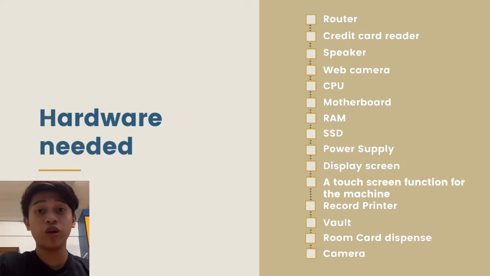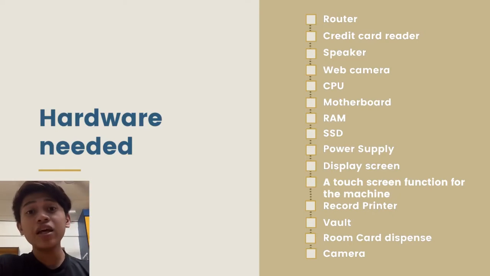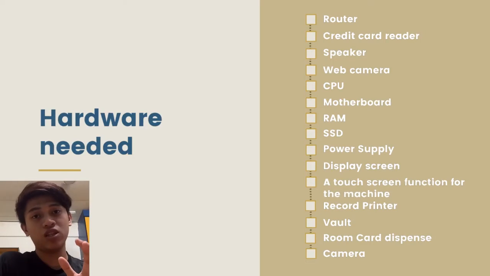Next is the record printer that is to provide customers with a receipt that displays the details about their reservations. And moreover, the vault, which is to store all the room cards that are still available in the hotel system. Last but not least is the room card dispenser that is used to dispense the room cards from the machines.